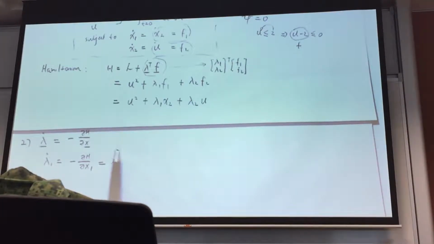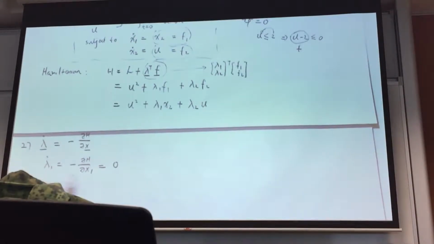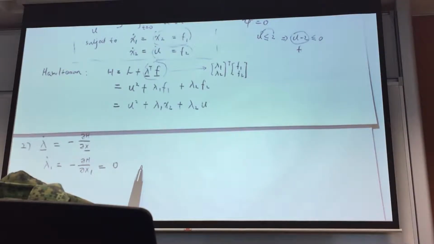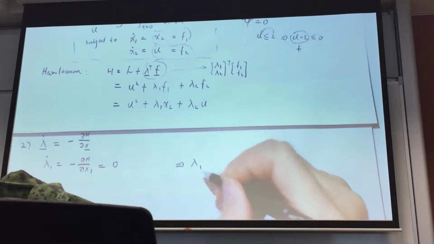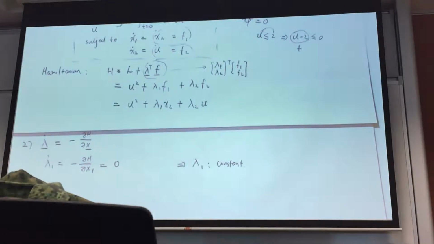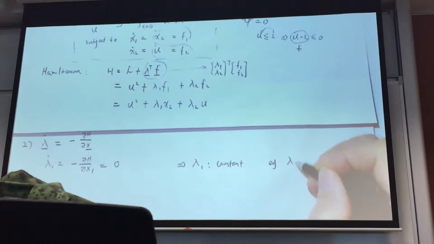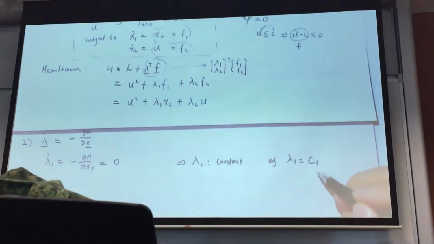What's the meaning of lambda 1 dot equal to 0? If the derivative of a function equals 0, that means this function is not changing. It's not changing because the derivative is 0. So it actually means lambda 1 is a constant, from t0 to t1, that is t equal to 6. For example, we let lambda 1 equal c1 as a constant.